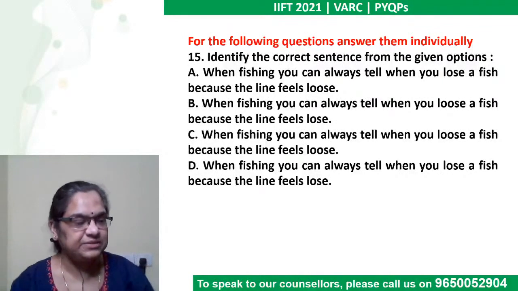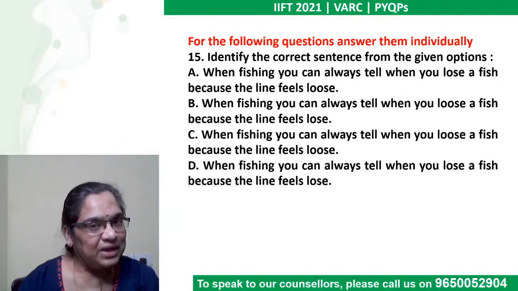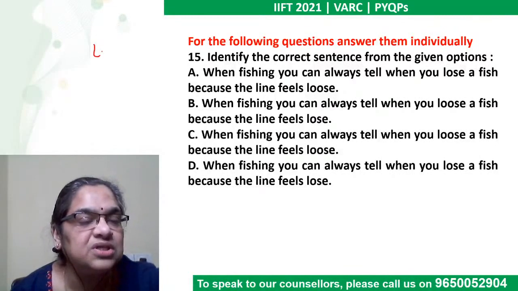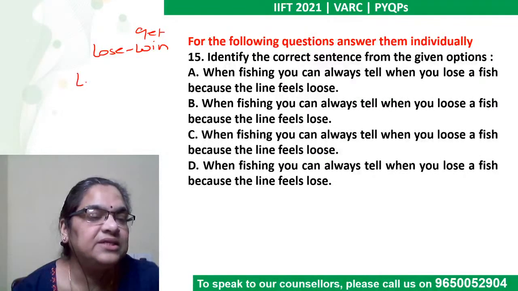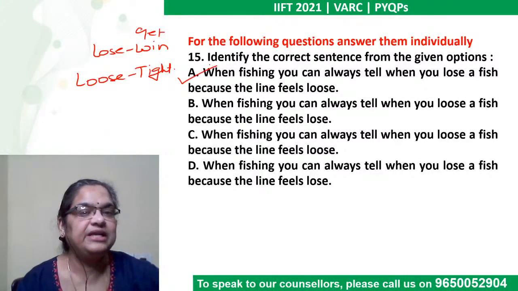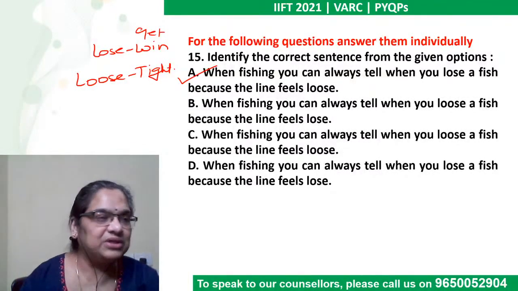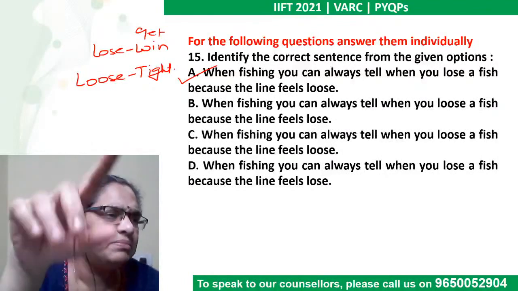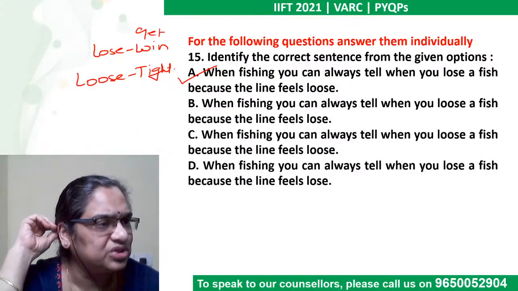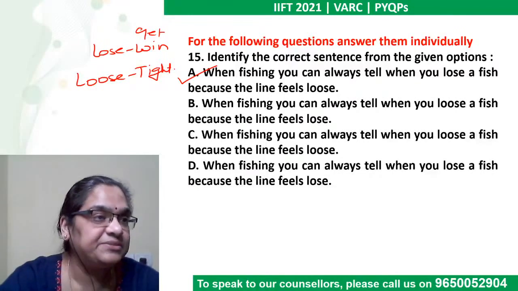So which one is the answer for this? Pretty easy, very common mistake that students make, that anybody makes for that matter. Yeah, you can always sense this: lose is the opposite of win or get, and this loose is the opposite of tight, right? So the answer for 15 is A. You can always tell when you lose a fish, pakda tha, it went, because the line suddenly hangs loose. Got it? Very common mistake people make here with lose and loose, right? Principle, lot of mistakes people make.